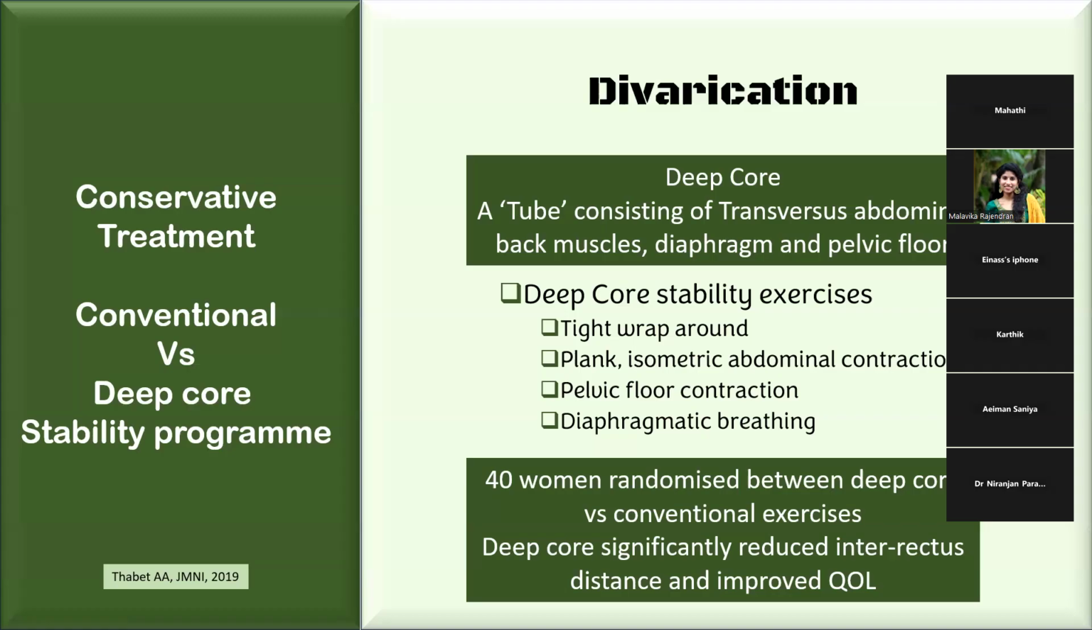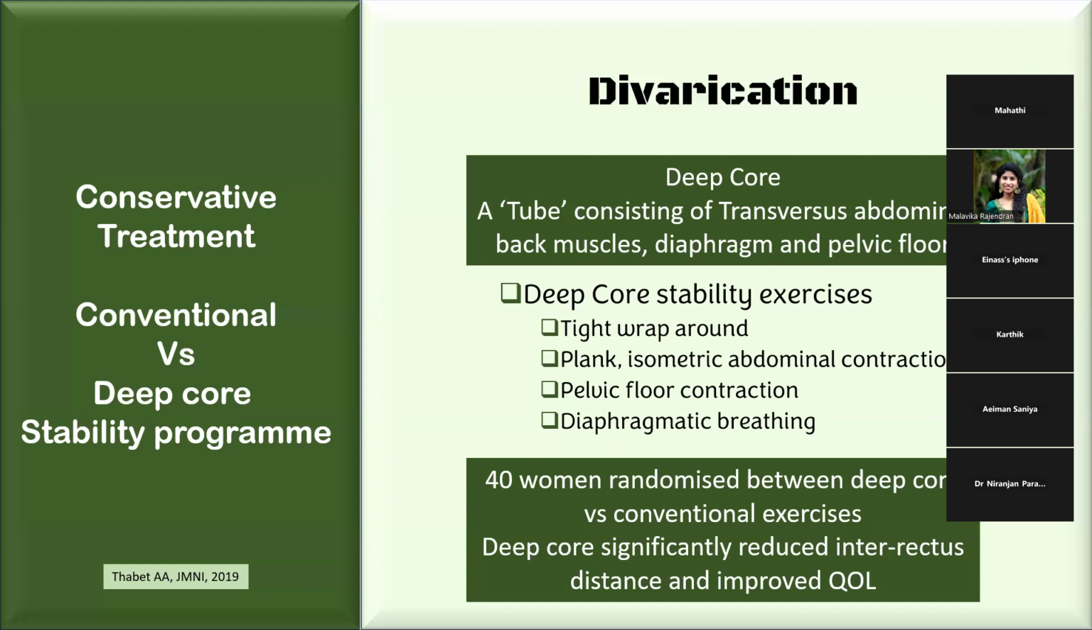You remember that if there's divarication, the diaphragm comes down and its efficiency goes down when it descends. And of course, there may be associated pelvic floor weakness in multiparous women. Apart from the weakness of abdominal muscles, the pelvic floor weakens as well. So they have a higher incidence of prolapse of the rectum, the bladder and the uterus. So the concept of deep core stability is first to put a tight wrap around the abdomen. You can have a tight corset, for example, and then do the plank and the isometric abdominal contraction.